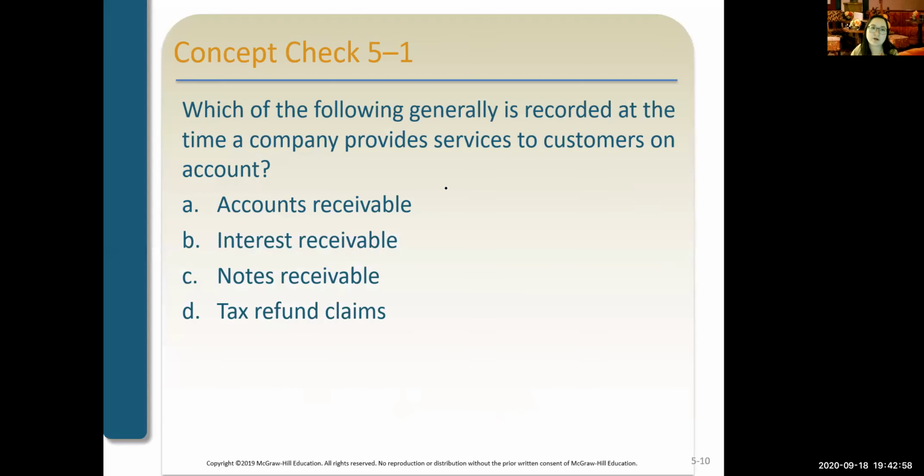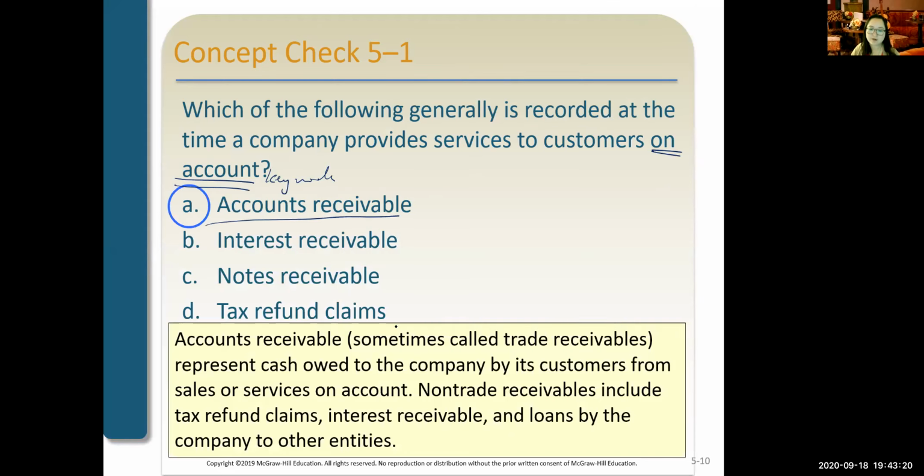Okay, so let's do a concept check. Which of the following is generally reported at the time of a company providing service to a customer on account? Whenever we see on account, this is the keyword, okay? Keywords to indicate that we are talking about receivables, right? So of course, it's going to be accounts receivable, right? Accounts receivable, sometimes called trade receivable, represents cash owed to the company by its customer from sales or services on account. Non-trade-related receivables include tax refund claims, interest receivables, and loans by the company to other entities.